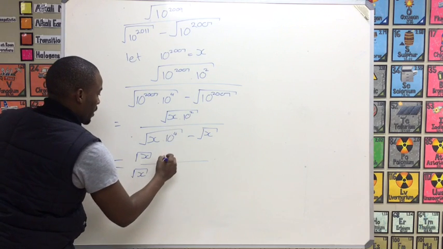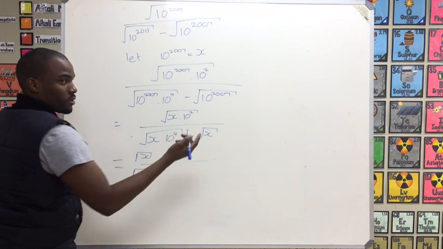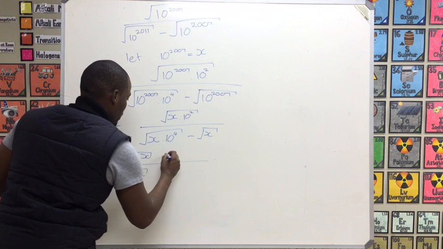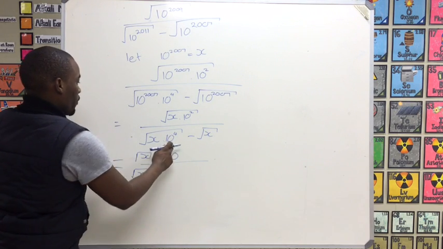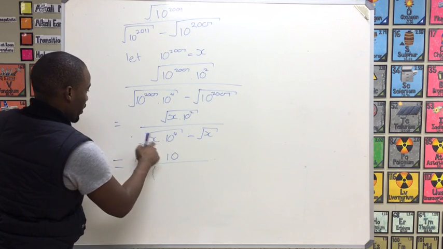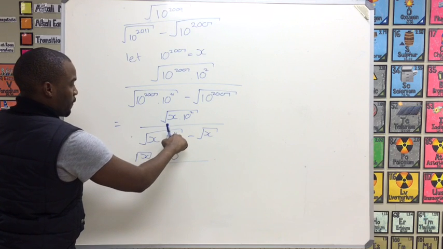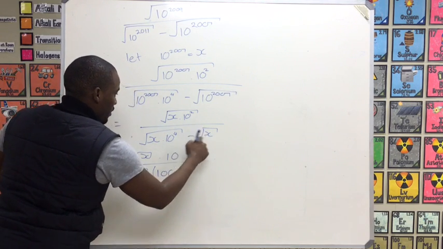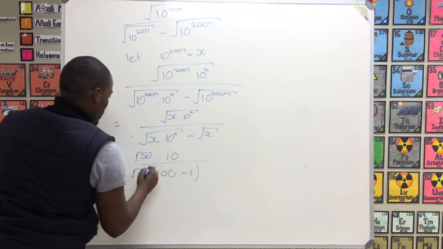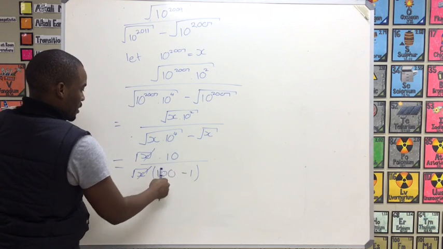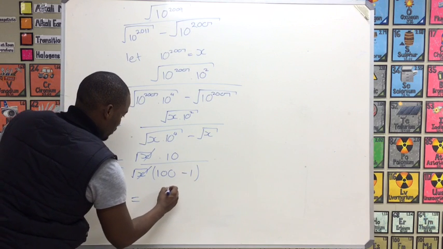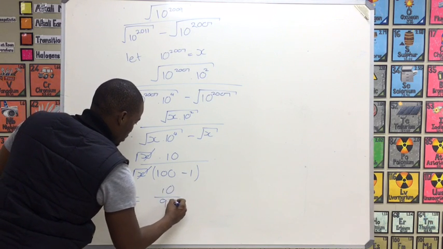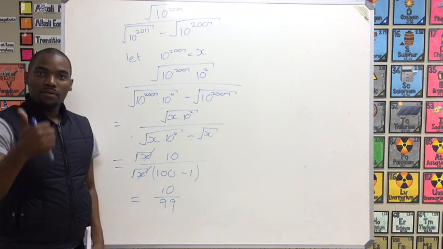What's left there is the square root of 10 squared. Square root of 10 squared is simply just 10. On the bottom, we're going to take out the square root of x. We're left with the square root of 10 to the 4. That's simply 10 squared, which is 100. Minus 1. That cancels that. We're left with 10 divided by 100 minus 1, which is 99.